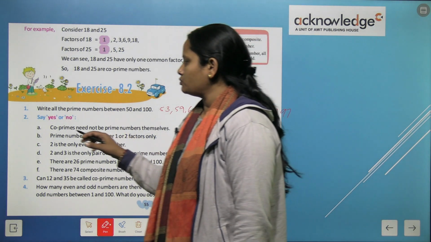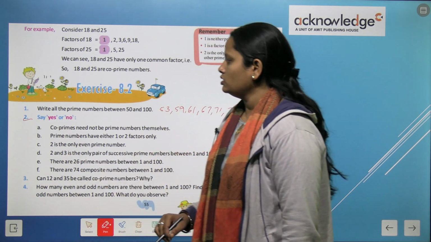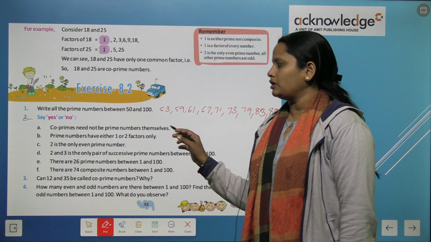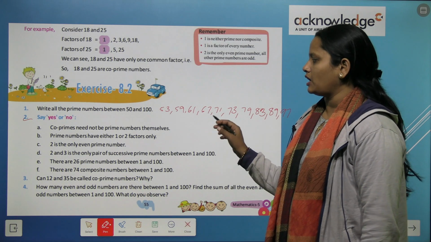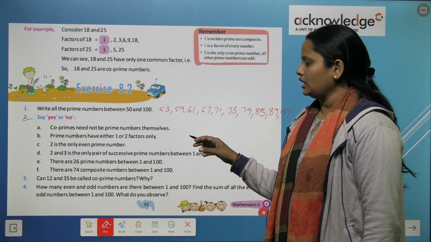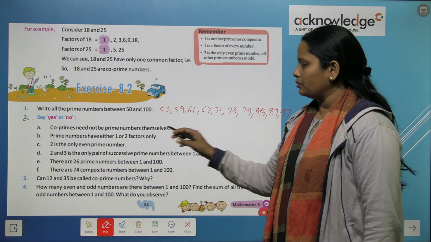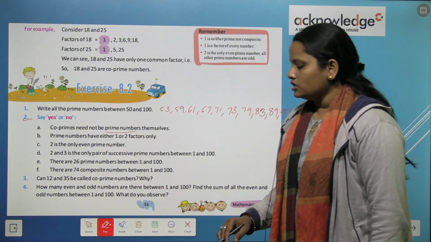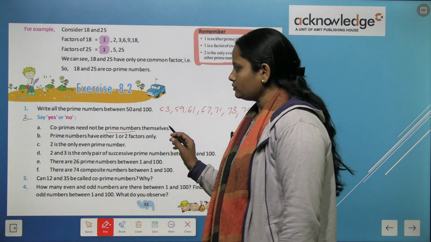Now let's move on to this question. Question number 2. Write yes or no. Co-prime numbers need to be prime numbers themselves. क्या co-prime numbers का prime numbers होना जरूरी है? No.